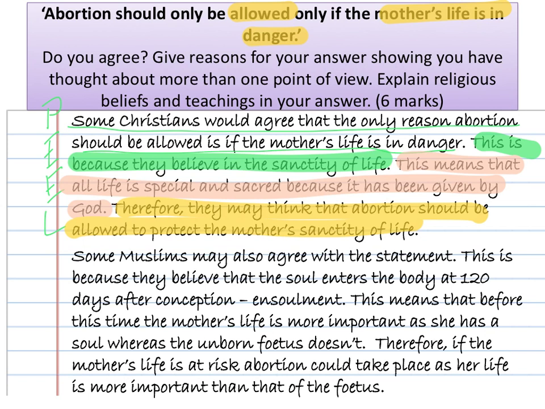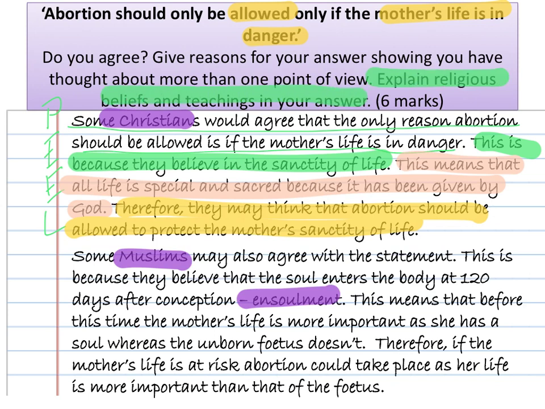The next thing I want us to look at is the fact that we're specifying whether we're talking about Christians or Muslims' views, and we're always giving evidence to back up the view that we're giving. This means we're ensuring that we're answering this part of the question, which asks us to explain religious beliefs and teachings in our answer.